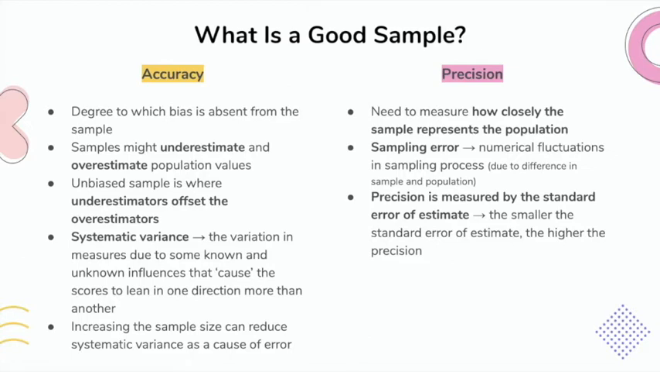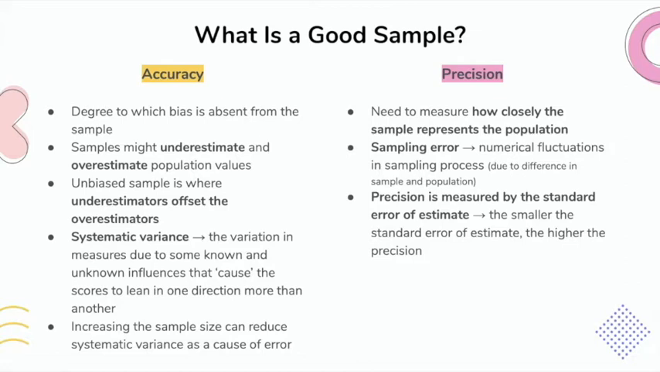Systematic variance is the variation in measures due to some known or unknown influences that cause the scores to lean in one direction more than another. Decreasing the error caused by systematic variance could be done by increasing the sample size.